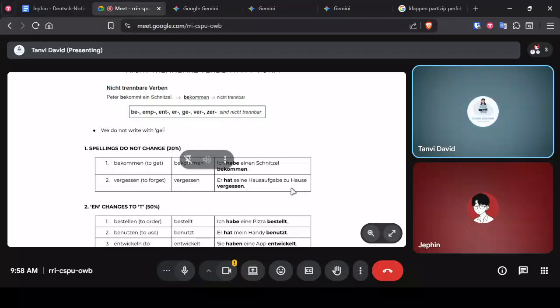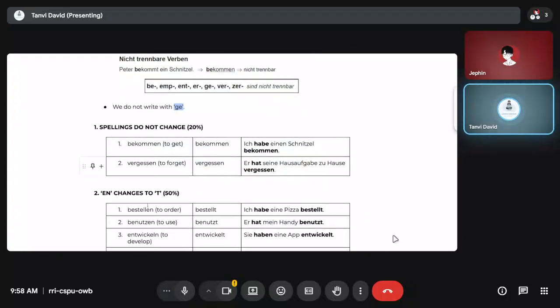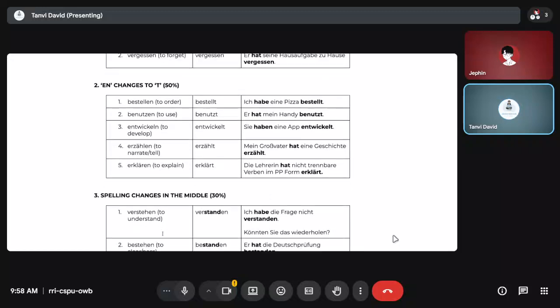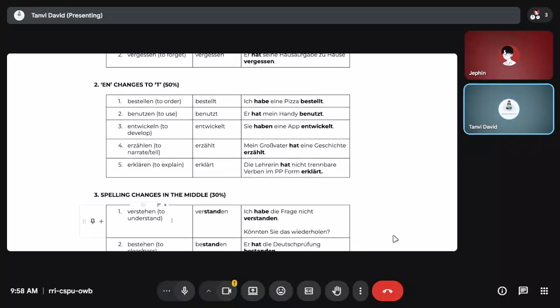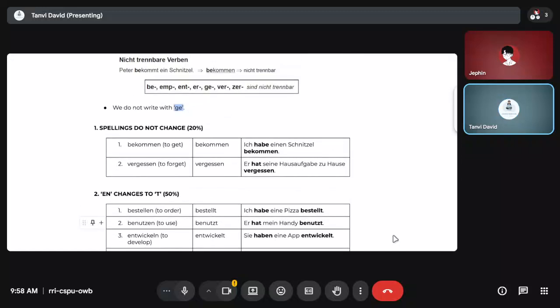So here, we do not write with GE. This is the biggest thing. There is no gebekommen, gevergessen, gebestellt, geverstanden, nothing of that sort. So GE will not be used. That is the first thing.